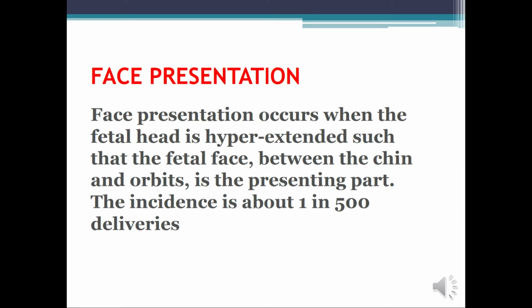Face presentation. Face presentation occurs when the fetal head is hyperextended, such that the fetal face between the chin and orbit is the presenting part. The incidence is about 1 in 500 deliveries.